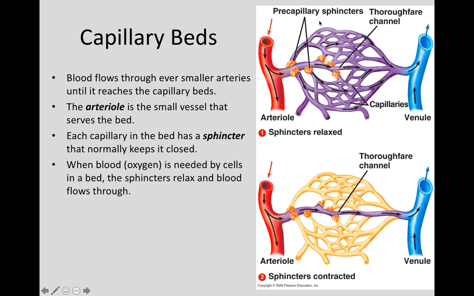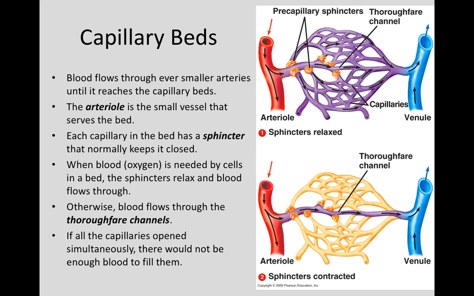When blood, meaning oxygen, is needed by the cells enveloped by this capillary network, the sphincters relax and now blood will flow through, and those cells will get their oxygen demand met. Otherwise, the blood will flow through the thoroughfare channels, and you will get some diffusion of oxygen here, and the low activity rate in these tissues will be maintained. Notice that blood is collected in the smallest veins called venules on the downstream side of the capillary network.